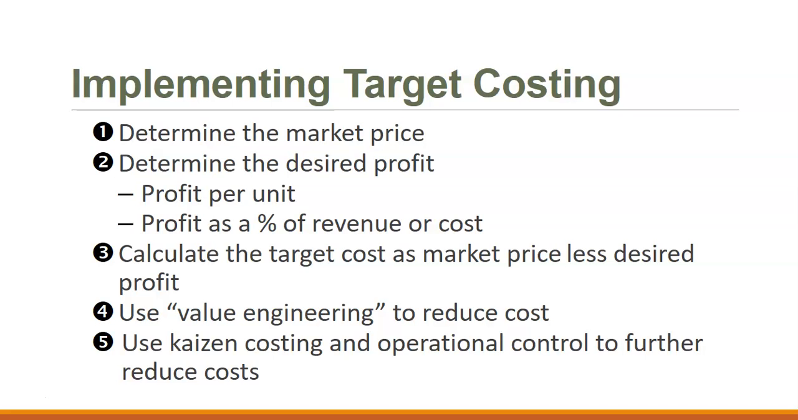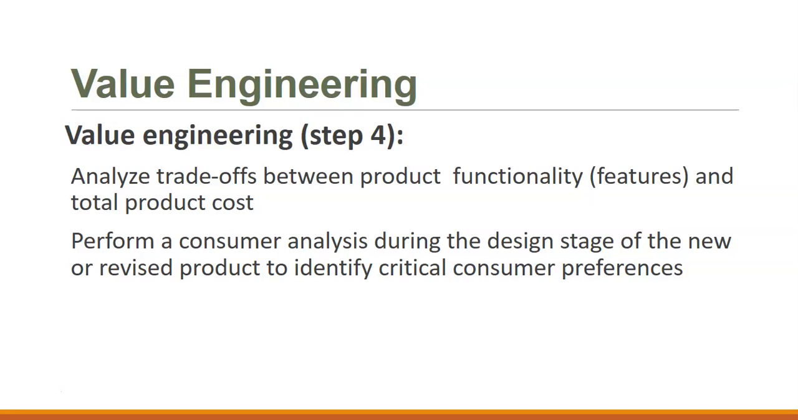So we look at continuous improvement measures, which is what Kaizen is, continuous improvement, and any, like I said, operational control, costing systems, or value engineering, which is looking at the way the product is actually made. So one of those ways is to analyze the trade-offs between product function and total product cost.